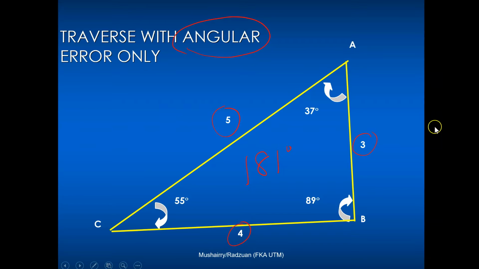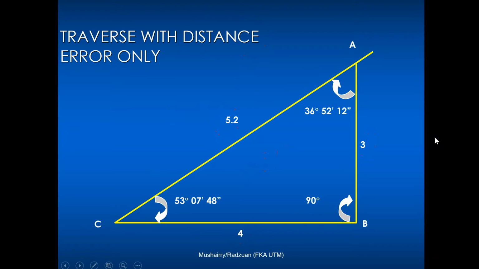Then we might also have, in another instance, distance error. The angles are okay, they all add up to 180, but that one distance is a bit off, it should be 5 but is 5.2. That means we are 0.2 meter too long. That is something which, if it happens, is maybe 1 in a million.